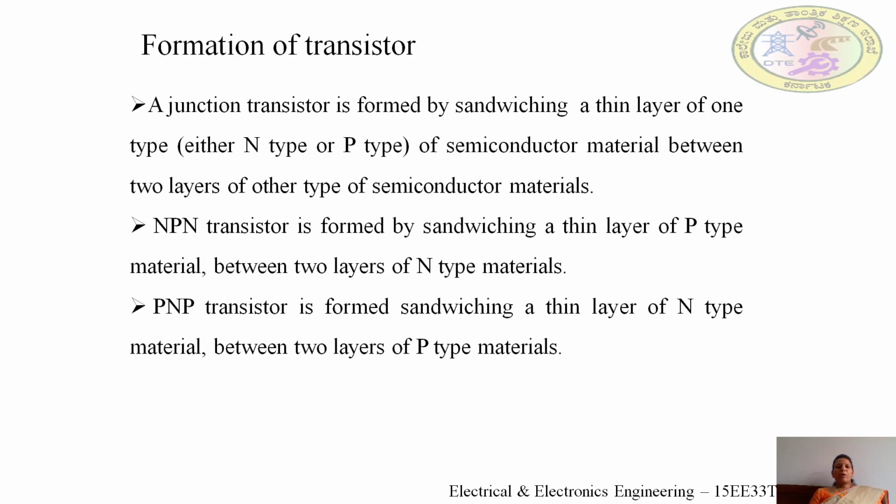So with respect to the formation of transistor, we can say that junction transistor is formed by sandwiching a thin layer of one type of semiconductor material, either N-type or P-type, between two layers of other type of semiconducting materials. Similarly, NPN transistor is formed by sandwiching a thin layer of P-type material between two layers of N-type materials. PNP transistor is formed by sandwiching a thin layer of N-type material between two layers of P-type materials.